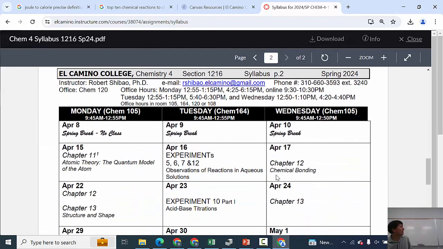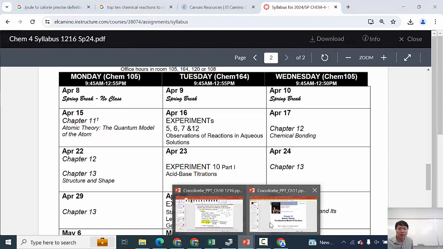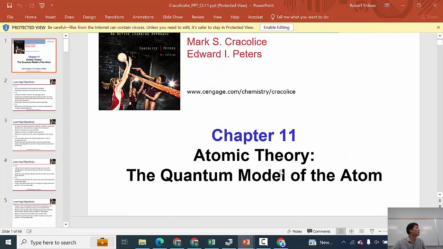So I need to start chapter 11. Chapter 11 is kind of long. To get back on track here, we'll come back to stoichiometry. I'll probably do a problem in class related to stoichiometry, but I want to start talking about quantum.